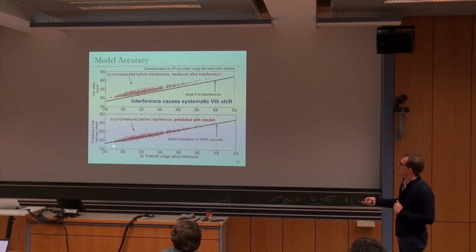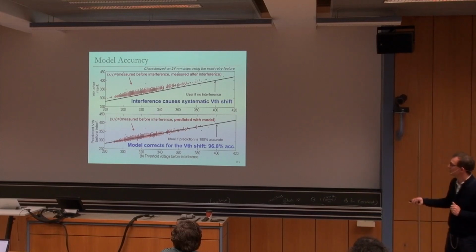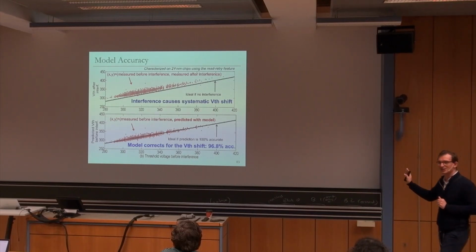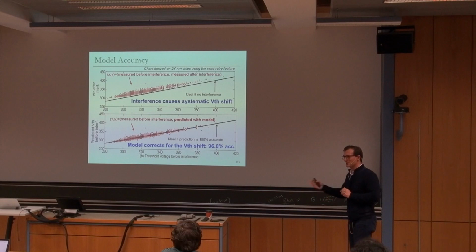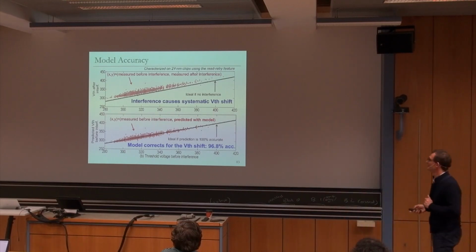This is ideal if prediction is 100% accurate. It turns out our prediction is pretty good. Our model corrects for the threshold voltage shift because of program interference with about 97% accuracy, which is not bad. But of course, if you really want to be more accurate, you want an even more accurate model.